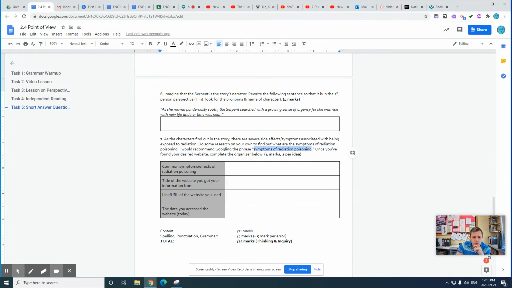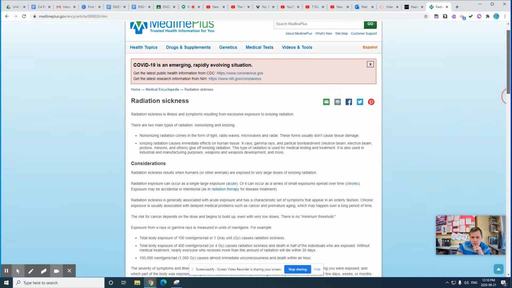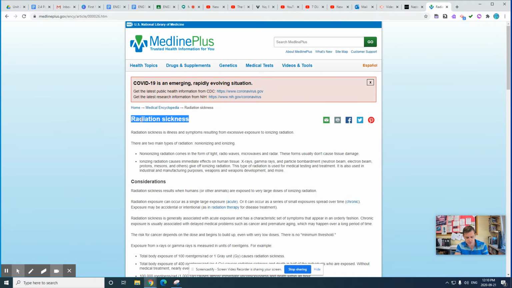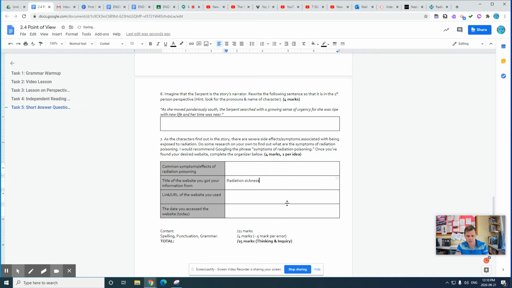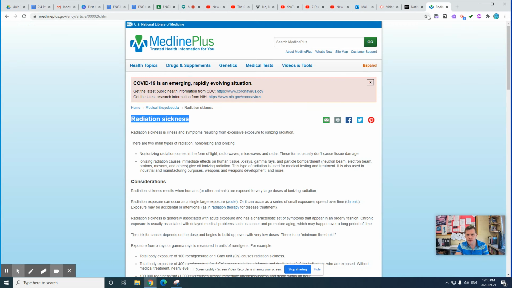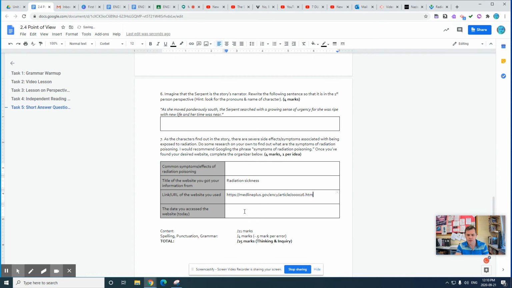So I'd like you to tell me what are some common effects or symptoms of radiation poisoning, the title of the website you got your information from. So the title you can find at the top. This is literally called Radiation Sickness. Let's Control-Shift-V. Link or URL used. Your link is here at the top. You can just right-click, copy, or Control-C. Date you access it, so just give today's date. And then you'd write your symptoms down here.